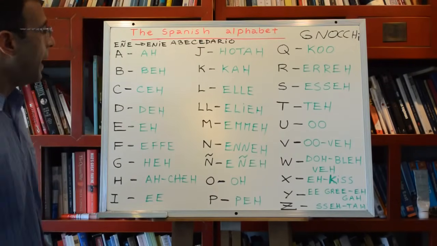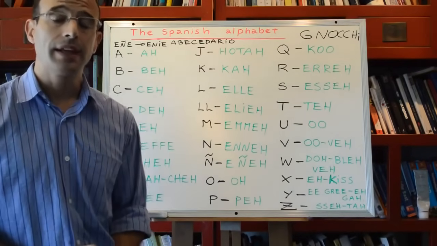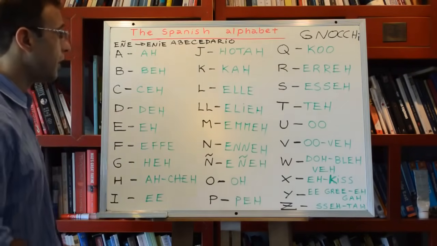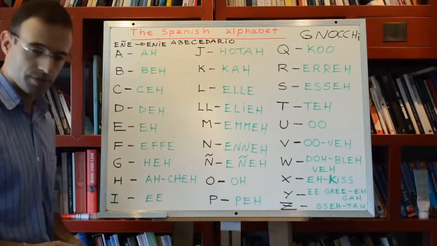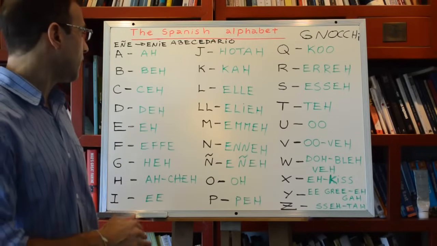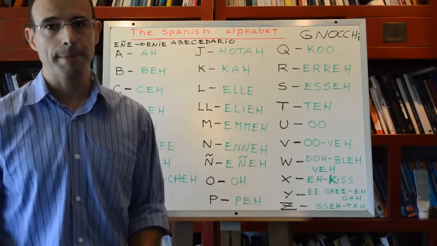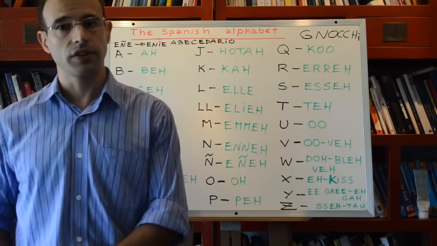Good. Double L in Spanish has a unique pronunciation. Double L is pronounced same as Y in Spanish. It's also a pronunciation that does not exist in English.